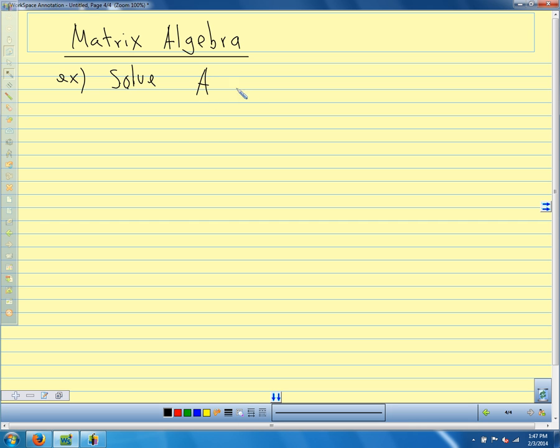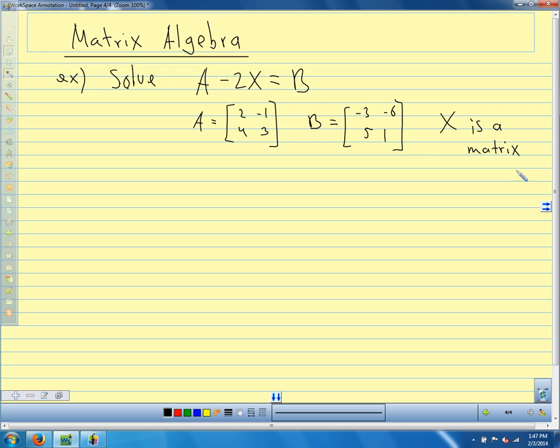A minus 2X equals B. And we're going to say that A is the matrix 2, negative 1, 4, 3, and B is the matrix negative 3, negative 6, 5, 1. And X is a matrix. It wouldn't make sense to subtract a number from a matrix. X has to be a matrix. So X is going to have to be a 2 by 2 matrix for this to make sense.